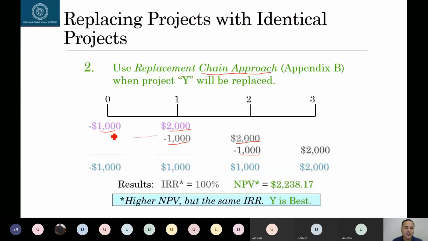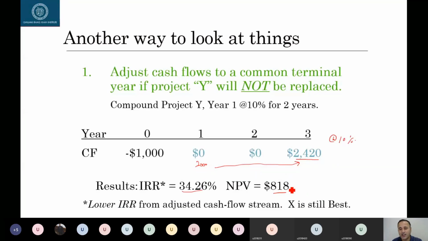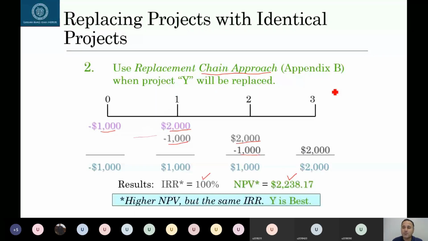And I do exactly the same thing in year number 2. So if you see here, the net cash flows: year number 0 is -$1,000, year number 1 is -$1,000 again, year number 2 is -$1,000, and year number 3 is $2,000. And if I calculate, the IRR is 100%, but the NPV jumps by a lot. It's 2,238. And if you see, initially it was only 818. But as I said, the biggest assumption here is that project Y is something that I can repeat all the time. Like that is the kind of opportunity that I have all the time, and I can take advantage of that. So that's a big assumption.